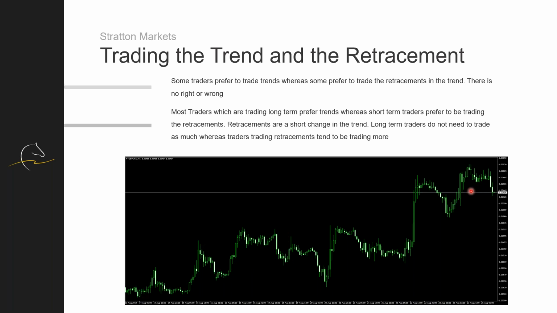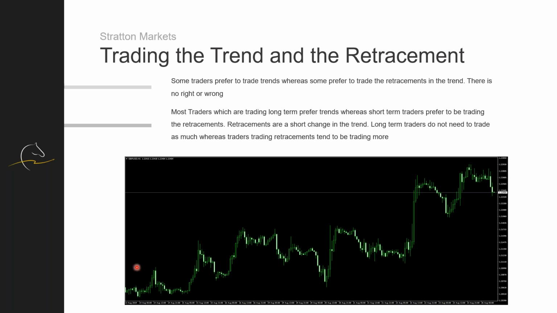Now, no matter how strong the trend is, we can see here that it is a very strong trend. It's a massive upward trend, but it will have retracements. Sometimes the stronger the trend, the larger the retracements. Sometimes the stronger the trend, it could be that you're not seeing many retracements.